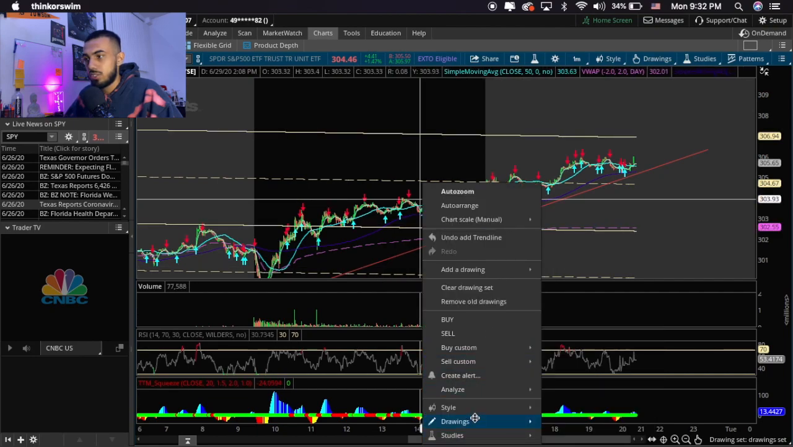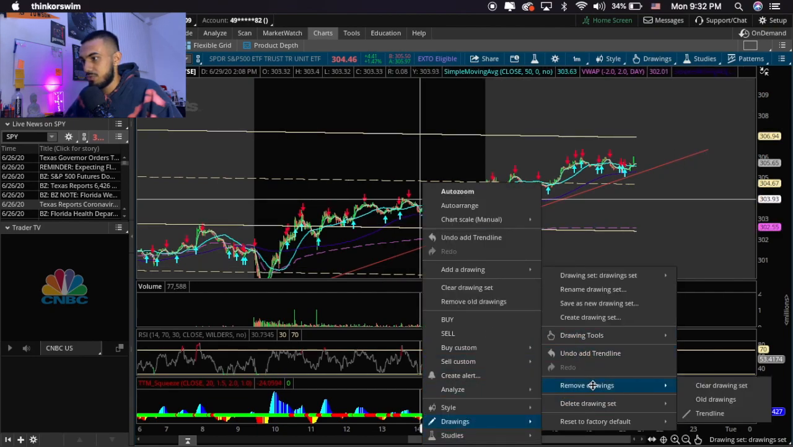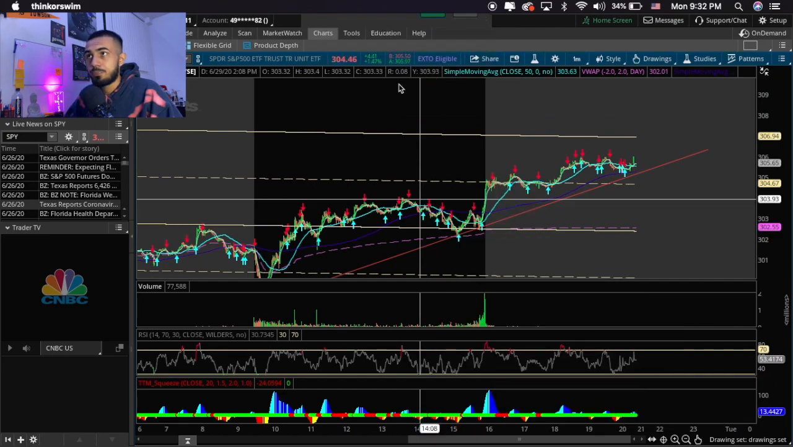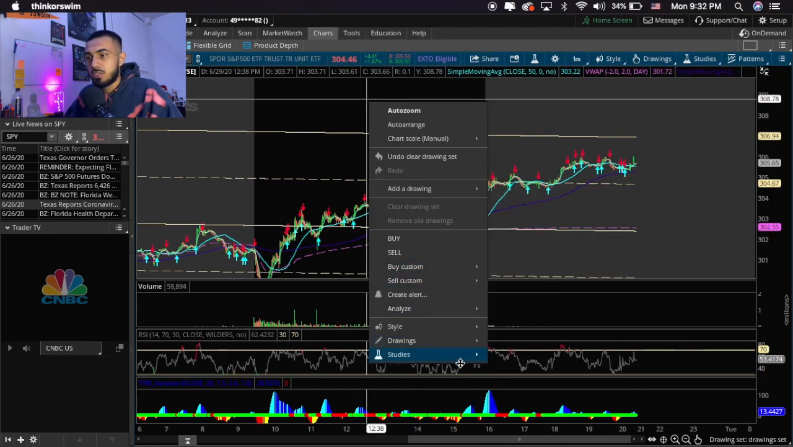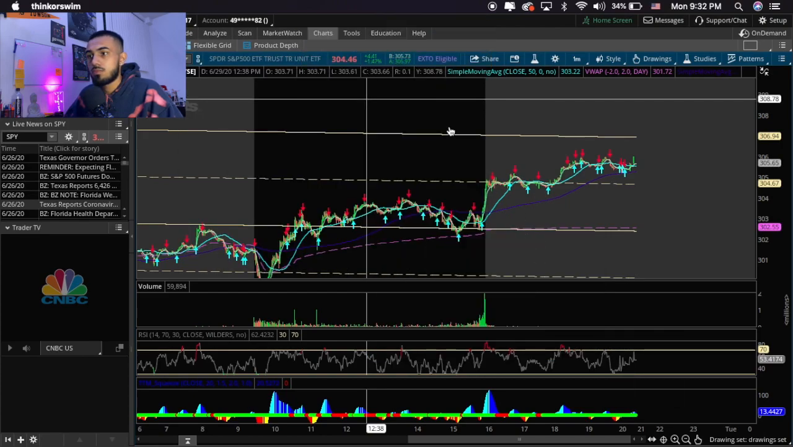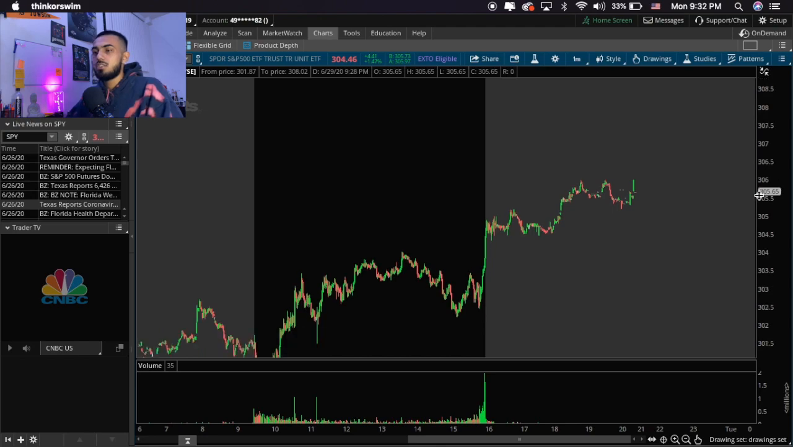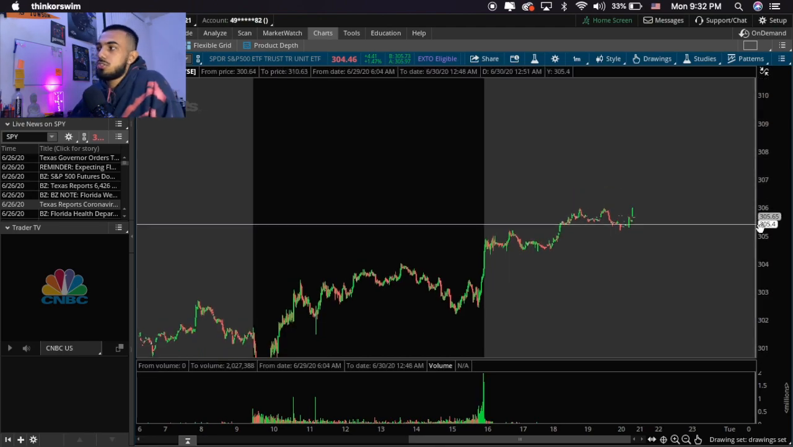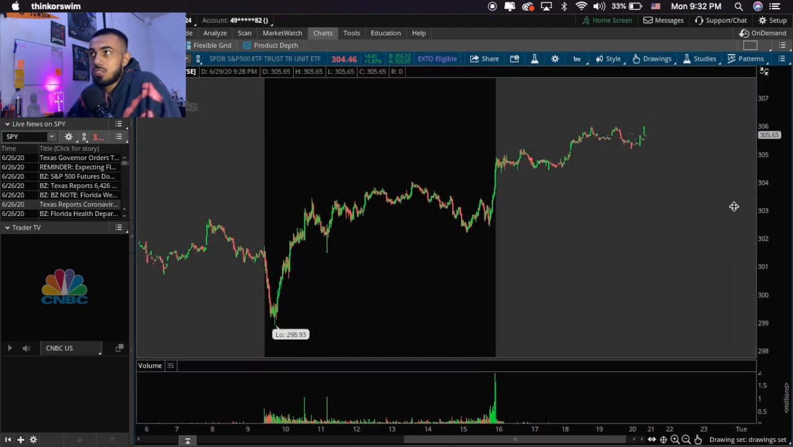I keep on hitting rename, but I thought it said remove. Here we go, remove drawing. Let me then get rid of my indicators. And this is probably what your chart looks like when you first get started.